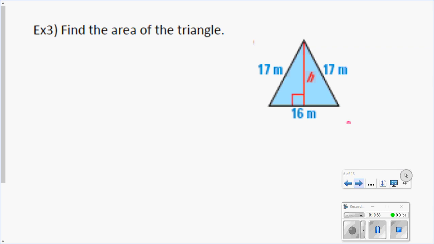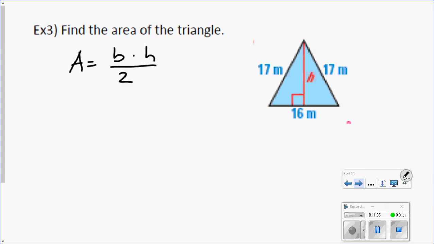Base times height? Is that right? Yep. Base times height, divided by 2. Base times height alone is just for a parallelogram. Base times height divided by 2, because a triangle is half of a parallelogram. That's why it's divided by 2. So our area formula is base times height divided by 2.